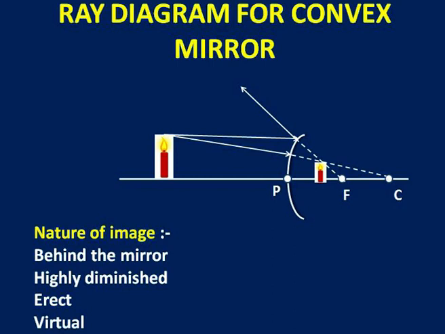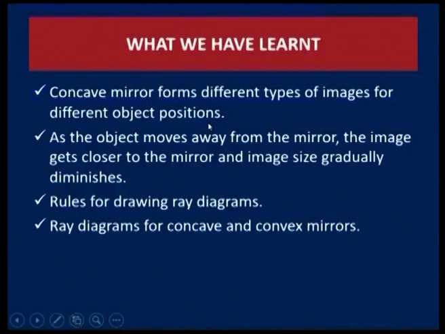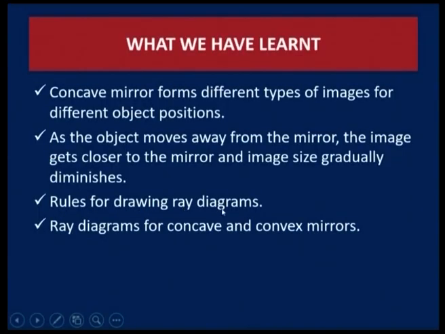So, children, I hope you all have understood the ray diagrams clearly, as they are very, very important. Please practice them thoroughly from your textbook. And now let us see what we have learned today. The concave mirror forms different types of images for different object positions. As the object moves away from the mirror, the image gets closer to the mirror and the image size gradually diminishes. Children, this we have seen in the observation table. Then we have seen the 4 rules for drawing ray diagrams for concave mirrors and 3 rules for the convex mirror. Then we have seen the ray diagrams: 6 ray diagrams for the concave mirror and 1 ray diagram for the convex mirror.